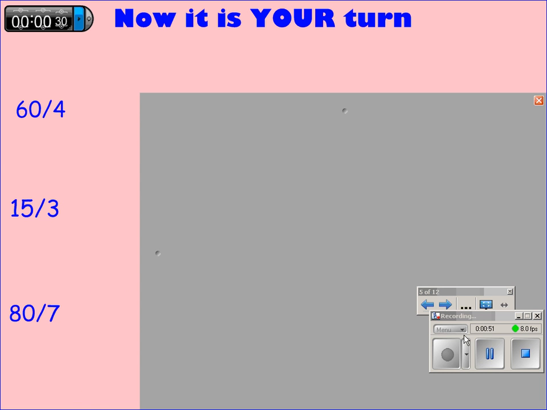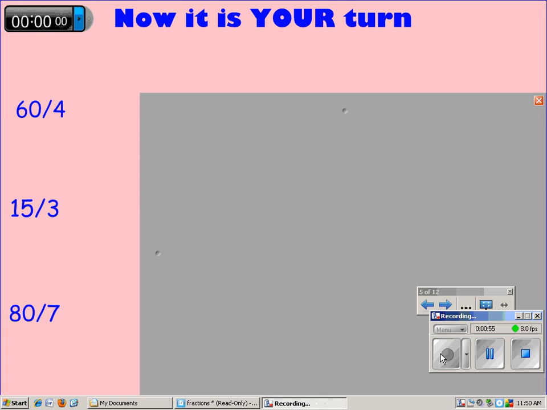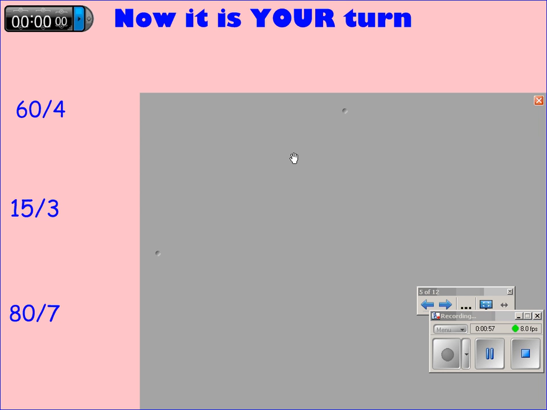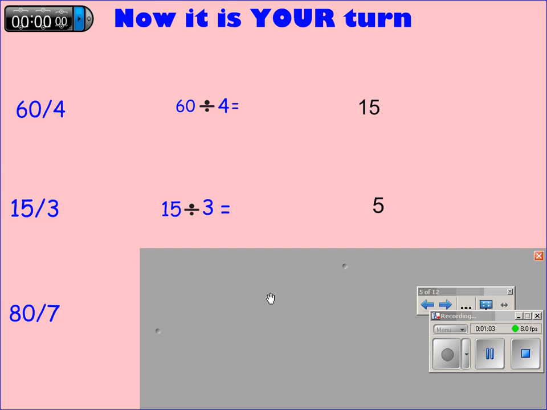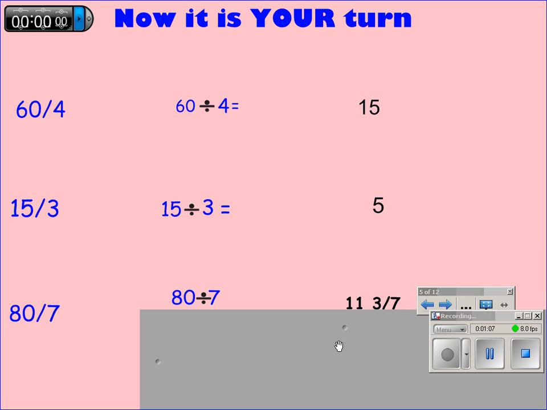Now it's your turn. So 60 divided by 4 equals 15. 15 divided by 3 equals 5. And 80 divided by 7 equals 11 3/7.